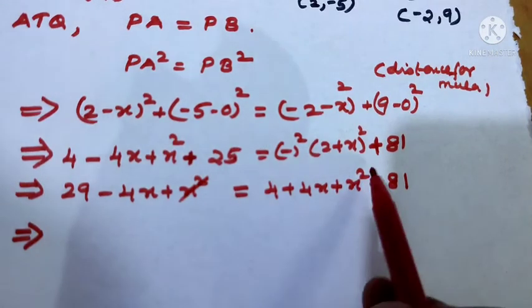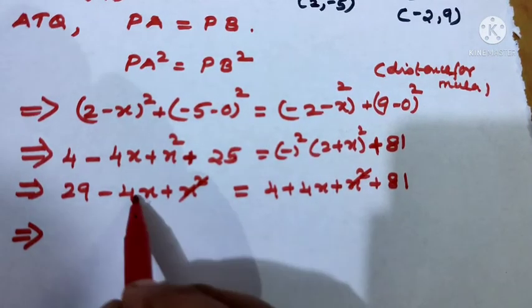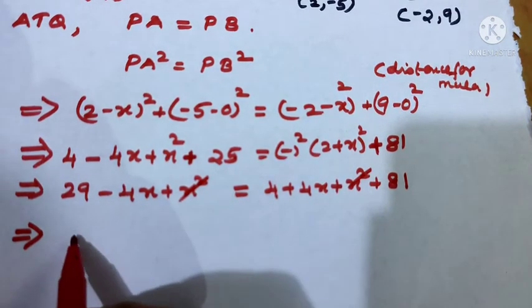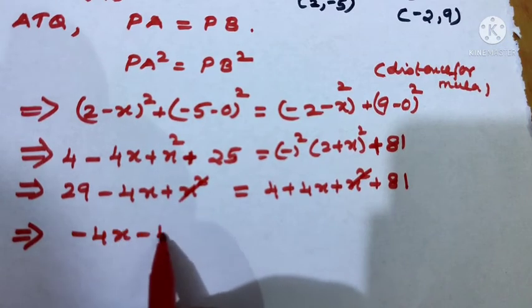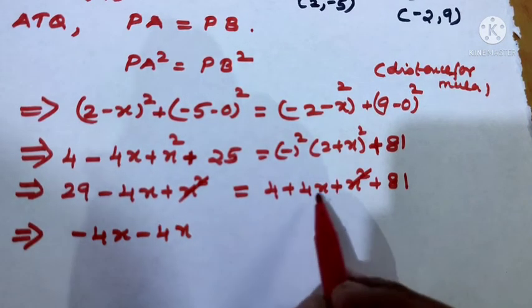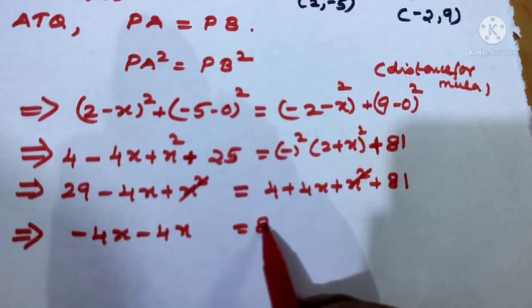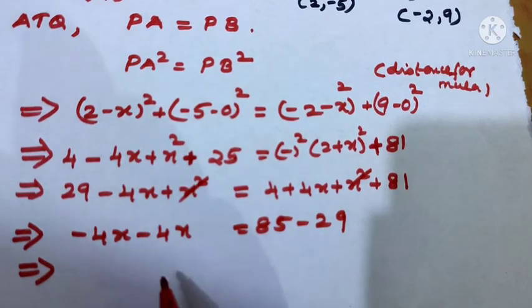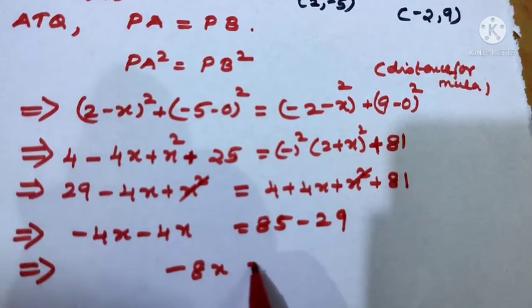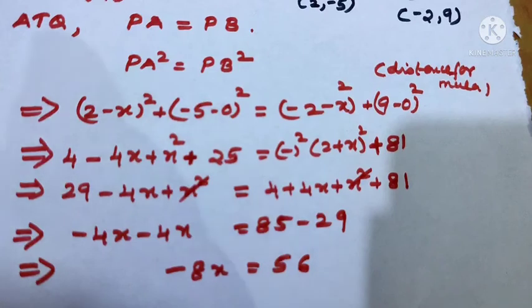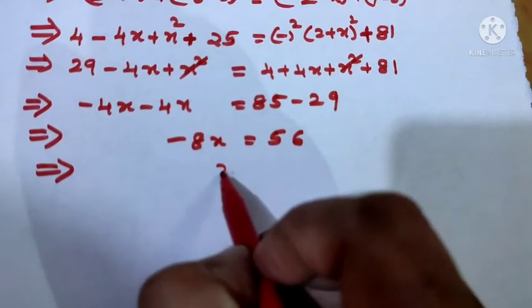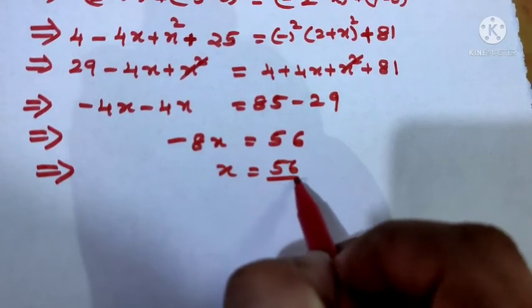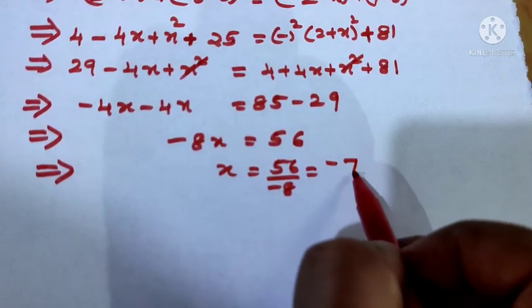So x square will get cancelled. Minus 4x, then this 4x I am bringing to this side, again minus 4x. Here 81 plus 4 is 85, minus 29. So minus 8x equal to 56. So x equal to 56 by minus 8, which is equal to minus 7.